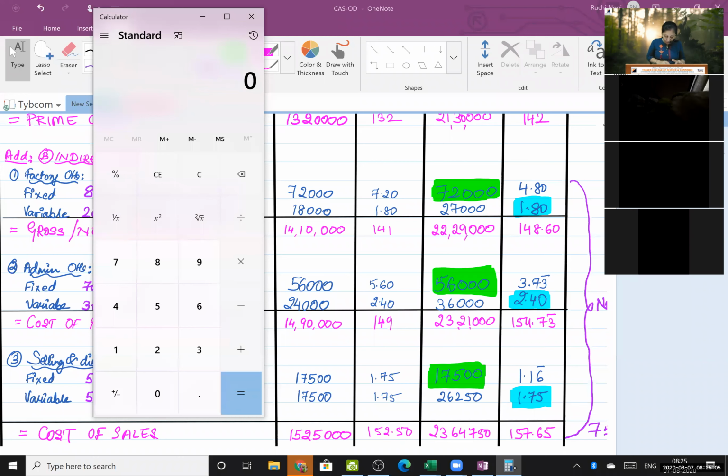At the CPUs, a faster calculation: 148.60 plus 3.733 plus 2.4, okay, multiplied with 15,000. So 23 lakh 20,999.5, you can make it 21. Okay.